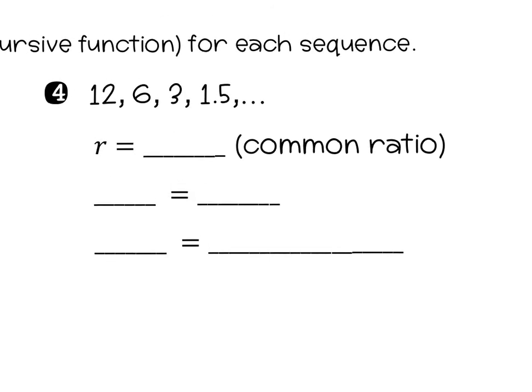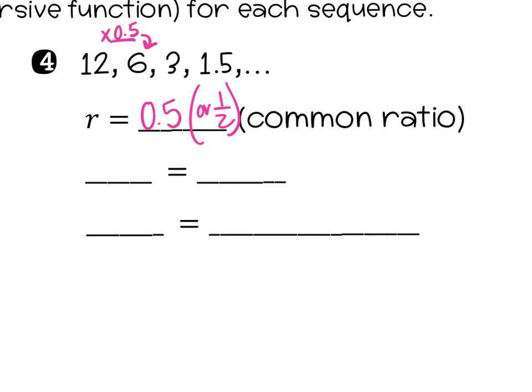Okay, number 4. So if you look at the pattern, we're going 12 to 6 to 3 to 1.5. Okay, I'll hear a lot of people say, oh, it's dividing by 2. Yes, but you have to do this as multiplication. So you want to think 12 times what would give you 6? And that would be either 0.5, or you could also write 1/2. Okay, so our common ratio is 0.5, or as a fraction, 1/2. So if you multiply by half, it's basically like dividing by 2.